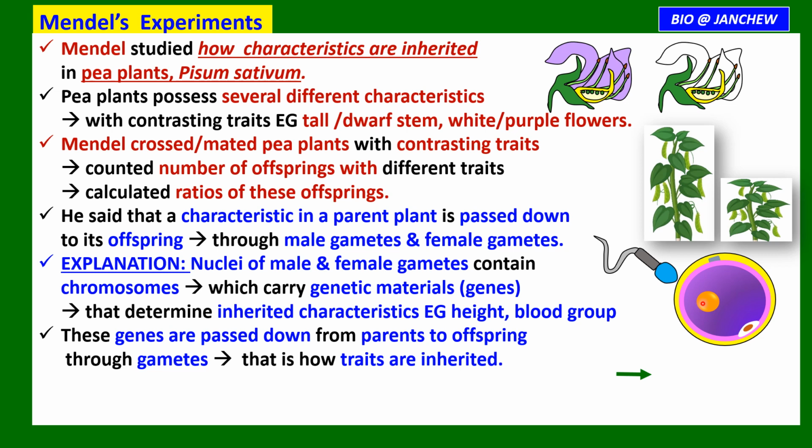So in that way, the zygote has inherited the genes from the father through the sperm, and then from the mother through the ovum. So the genes are passed down from parents to offspring through the gametes, and that's how traits are inherited.